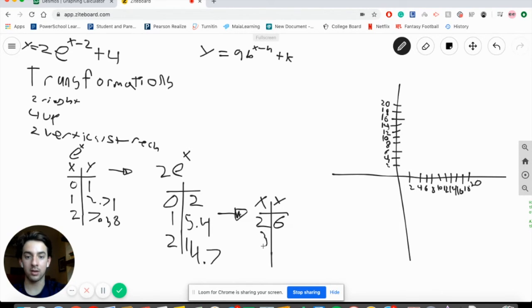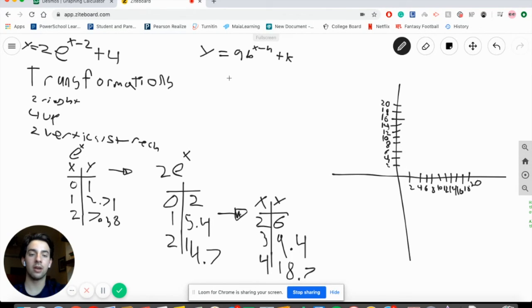So then the 1 would become a 3, and the 5.4 would become a 9.4, and the 2 would become a 4, and the 14.7 would become a 18.7. And this is, in my opinion, the easiest way to actually get the points in order to graph them.